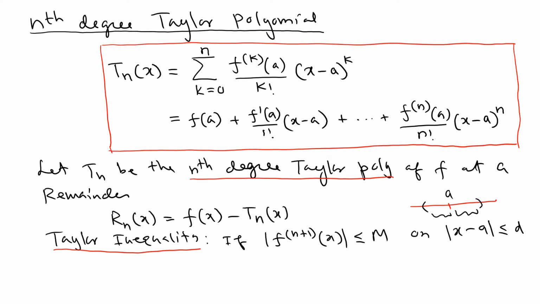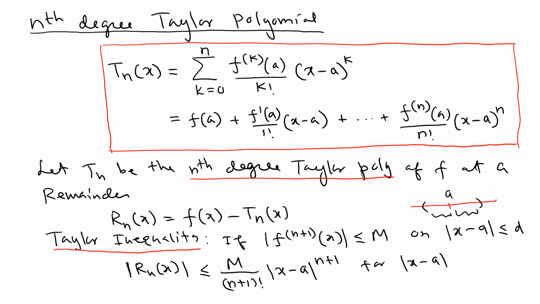Then you can show that the error term is bounded by M divided by (n plus 1) factorial, times the absolute value of x minus a to the n plus 1. You can see this is very similar to the general term. It's the next term, for any x in that same domain. So if this is so, then your error is bounded by that.